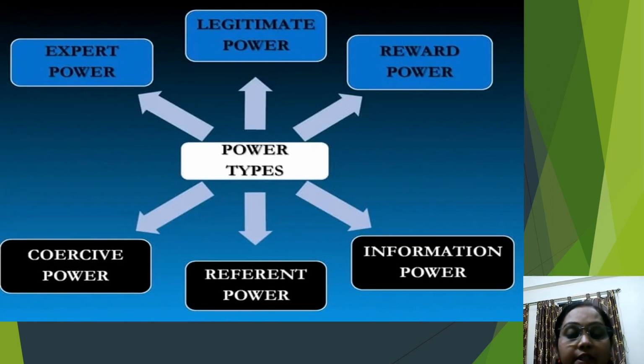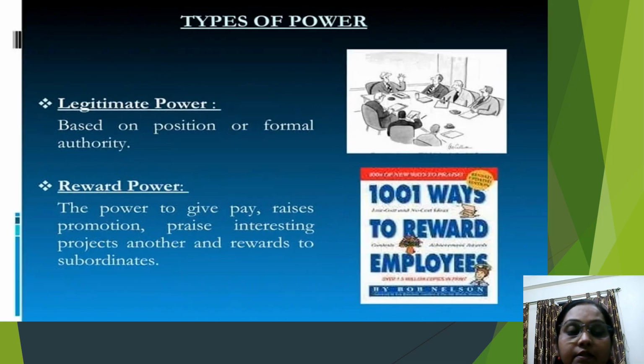Here you can say that there are several types of power that we usually utilize in an organizational setup. These are expert power, legitimate power, reward power, coercive power, referent power, and informational power. So let us discuss one by one what they mean.